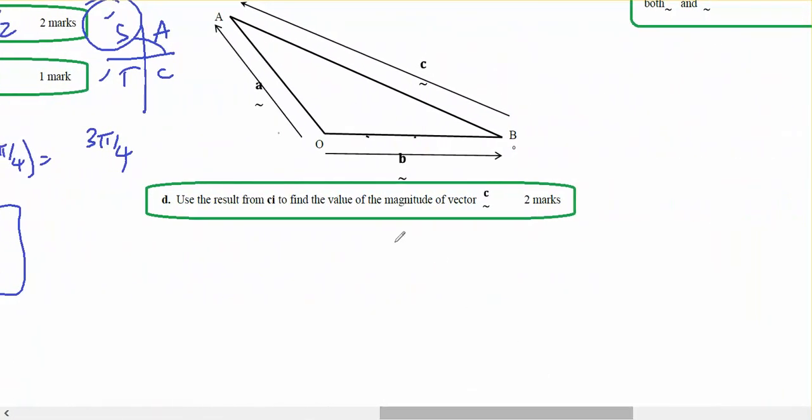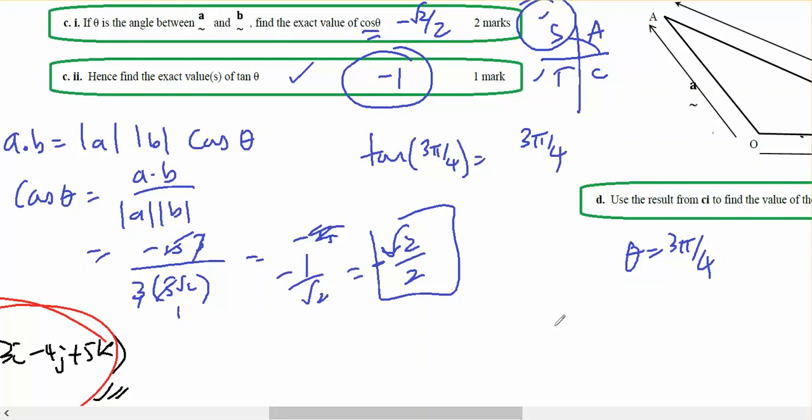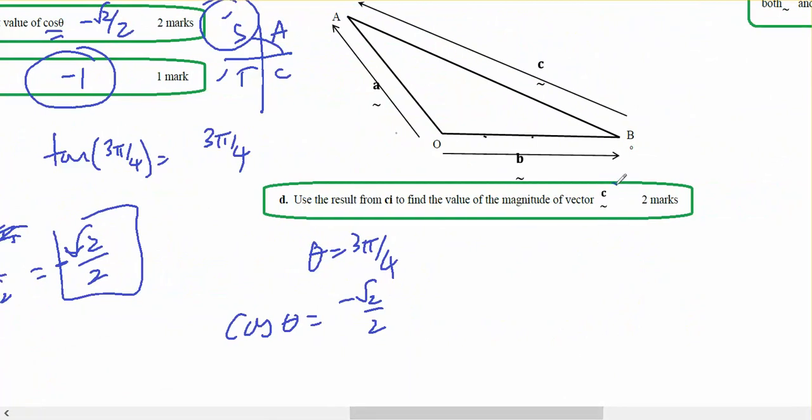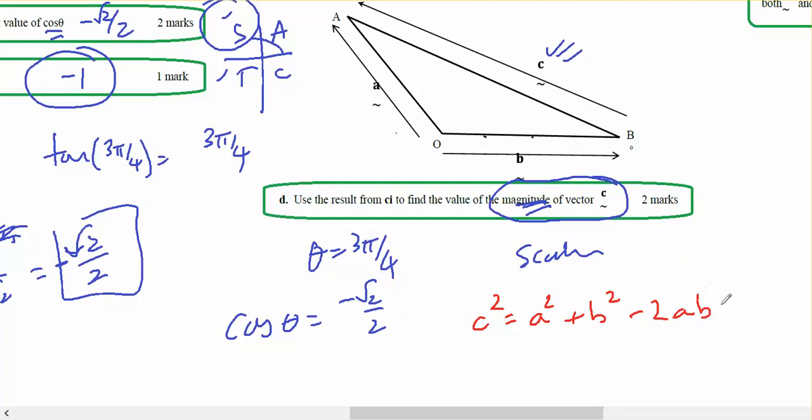In D, use the result of C part 1. Well, I know that the angle is 3 pi on 4. That's my result from C part 1. And the cosine of that angle is negative root 2 on 2. So find the magnitude of vector C. Magnitude of vector C is the scalar. Therefore, I've got a triangle, and I'm trying to find C. So I'm going to use the cosine rule, which says C squared equals A squared plus B squared minus 2AB cos of the angle theta.